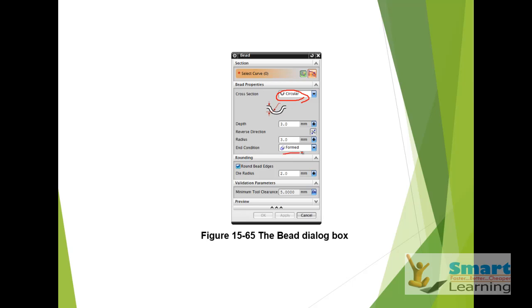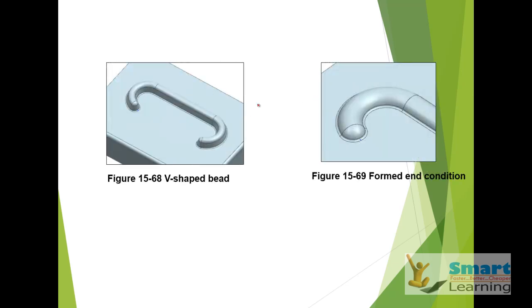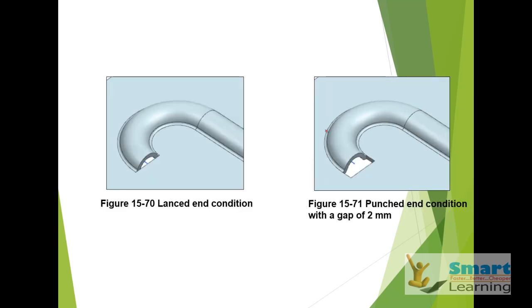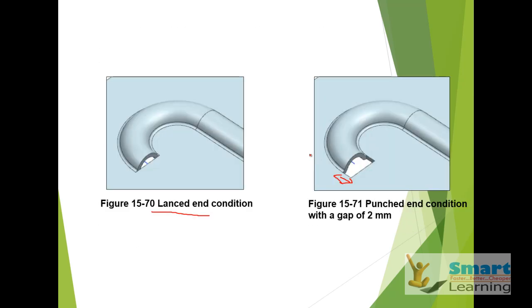And here also you can have the formed or lance condition as we saw in our earlier sessions, and here you can see the U-shaped or circular cross section which you can update and you can visualize different shapes like V shapes. Here you can see the formed conditions, and here you can have the lanced conditions, and here you have the punch conditions where you can define this particular gap which you have here, 2 mm, and these are very important operations inside your sheet metal defining process.